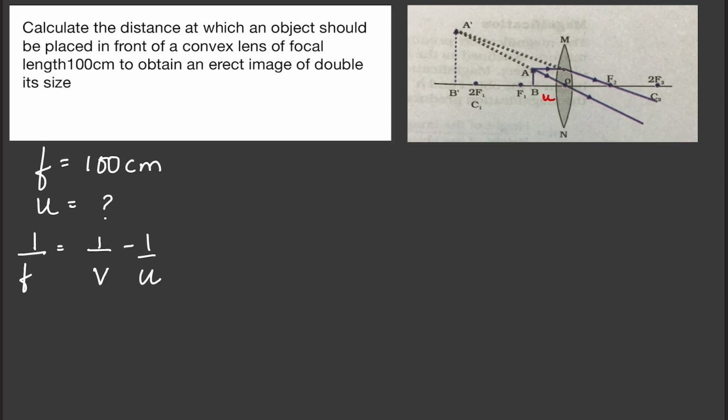Suppose we have to find out, and we know by the rules, to find out one unknown value, we should be knowing two values. If two values are known, only then we can find out the third value. We know the focal length, but do we know the value of v? No. So go back to the question and check what else is the clue given. Here is the clue they have given, that the image formed is double its size. Means it is double the size of the object size, which means that the magnification is 2.